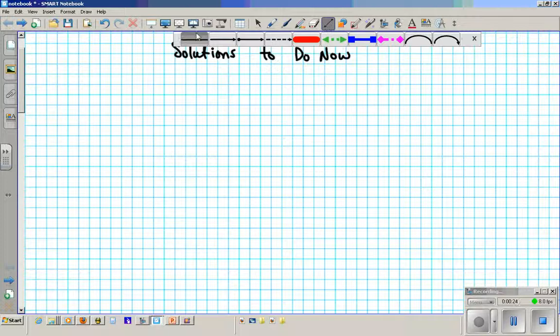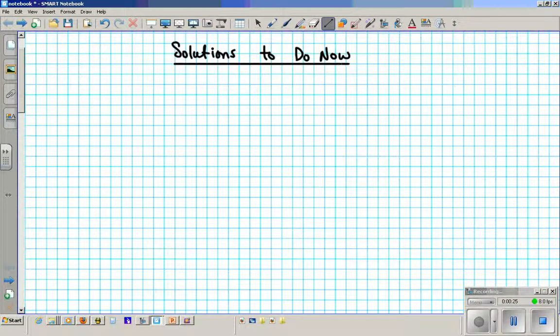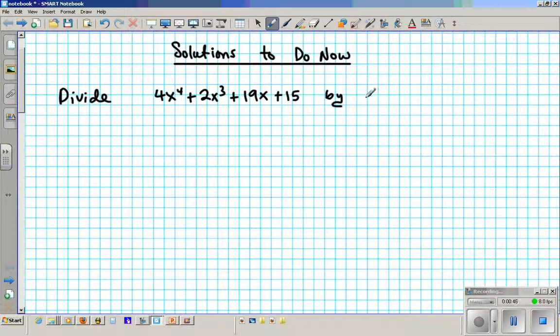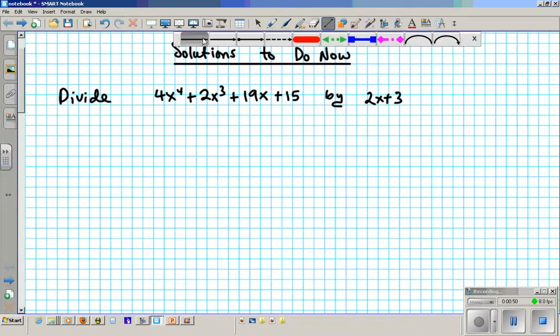Alright, in the do now problem, you're asked to divide 4x to the fourth plus 2x to the third plus 19x plus 15 by 2x plus 3. Okay? So let's set that up using our long division bars.